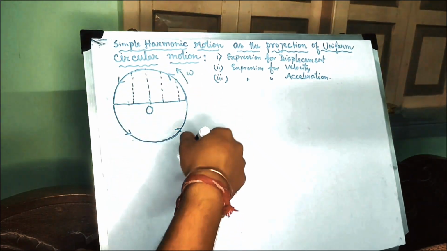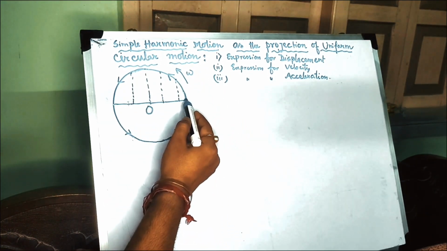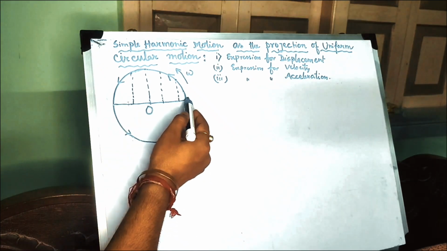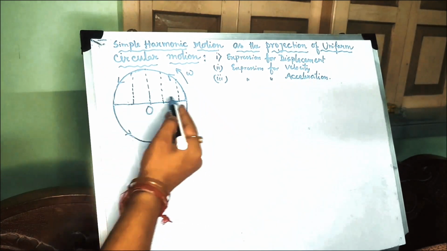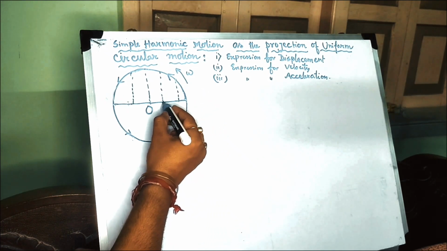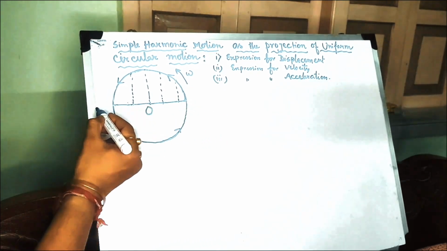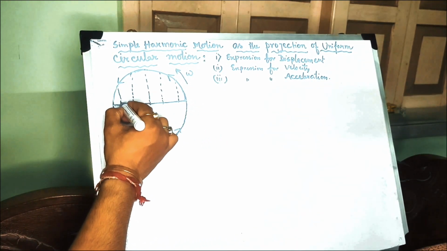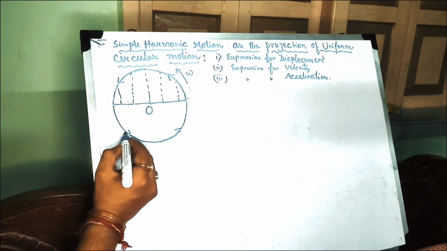Try to understand, the particle is actually moving in a circular path, but its projection, if we assume, is going in a straight line path. In the first half circle it is going from right to left. You can see when the particle is here, this is the projection of the particle. Gradually the projection of the particle is coming to the left side when the particle is moving in the upper half cycle. Now what will happen when the particle reaches the lower half cycle?